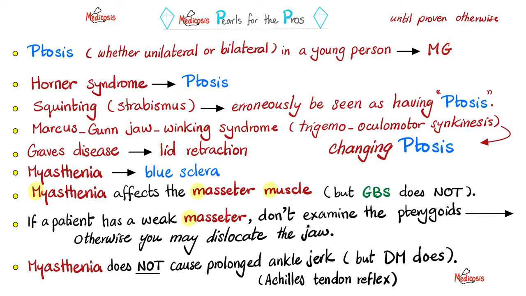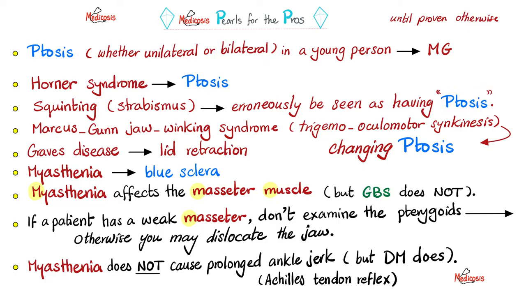Horner syndrome can lead to ptosis, miosis, and anhidrosis. Squint or strabismus can cause you, the doctor, to erroneously diagnose the patient with ptosis, but be careful. Sometimes the strabismus gives you the illusion that the patient has droopy eyelids when the eyelids are normal.